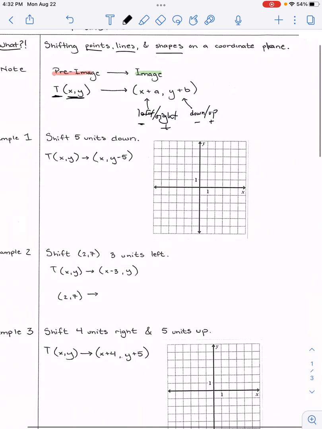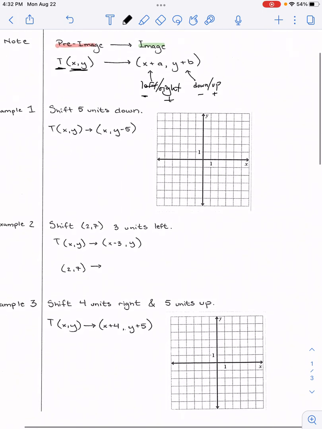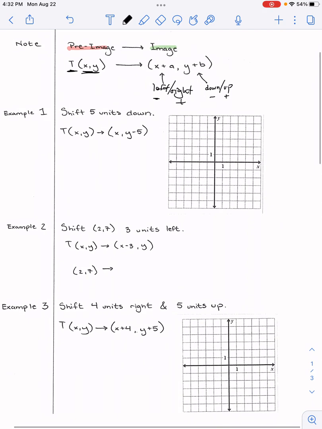We have a couple of examples here, some with a grid, some not. But let's go and get started on our first example. So this first example says shift any point, but this is going to be 5 units down. How does that look in our notation? It says we're going to translate any ordered pair. And the 5 units down part is actually right here. This y minus 5. The height of that is going down on the coordinate grid.